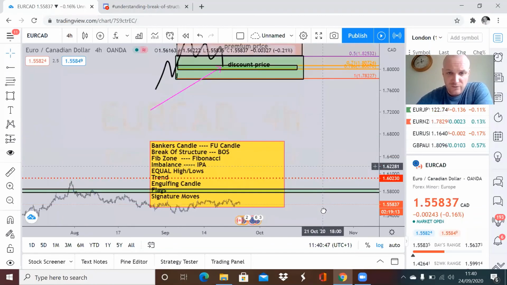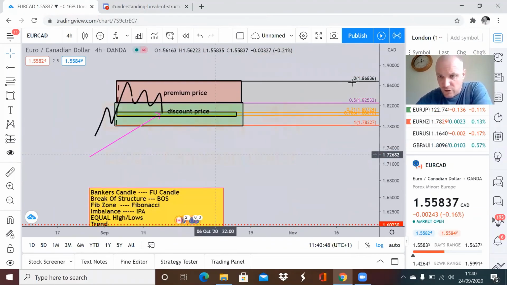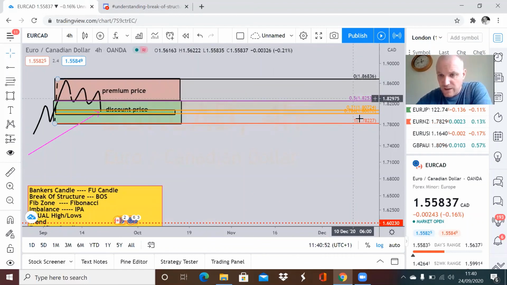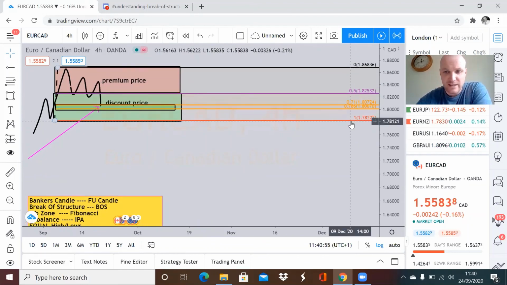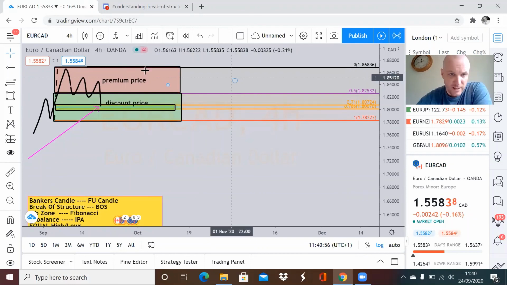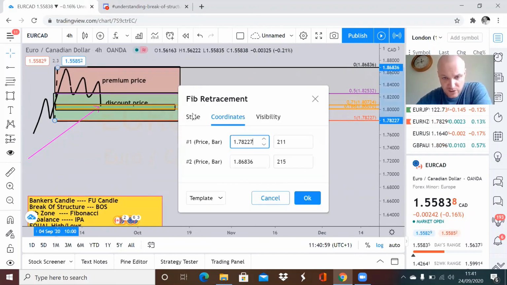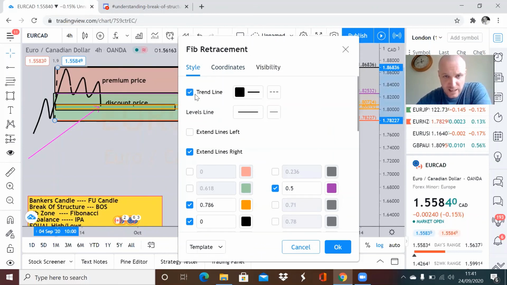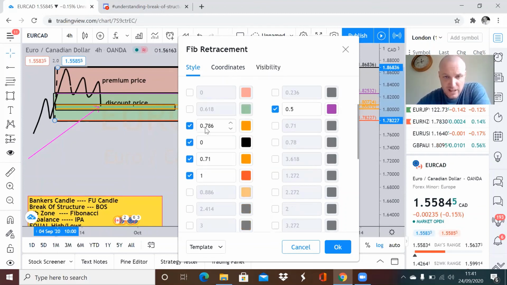Again, you only need the fib zones. If I just share the screen one more time, to run through those levels, the fib levels that you need to have jotted down are as follows. You need a 0, a 0.5, a 0.71, a 0.786, and a 1. Again, if I just scroll in here, these are the settings. If you need to write those down, there we have the trend line ticked in black, extended to the right. Okay, from there we have a 0.786, a 0, a 0.71, a 1, and a 0.5.